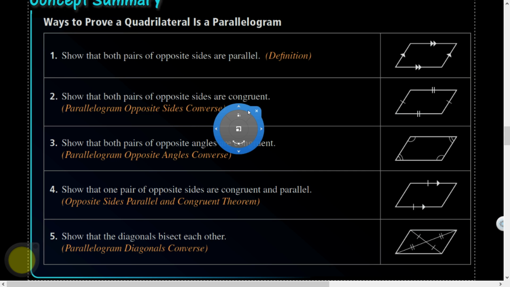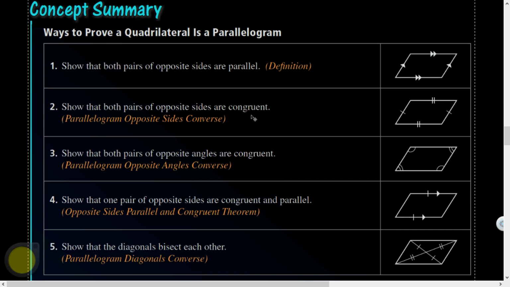All right. So guys, here we go. Here's a concept summary. Here's a bunch of ways to prove that things are parallelograms. If you show that opposite sides are parallel, then by definition, it's a parallelogram. If you show that opposite sides are congruent, then it is a parallelogram using that converse. Can you show that opposite angles are congruent? Then it's a parallelogram. Can you prove that opposite sides are parallel and congruent? Then it's a parallelogram. And then the diagonals. Now question. Slow down. We still got 2 minutes.